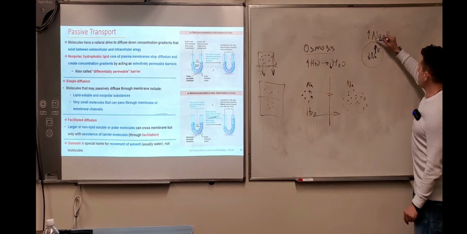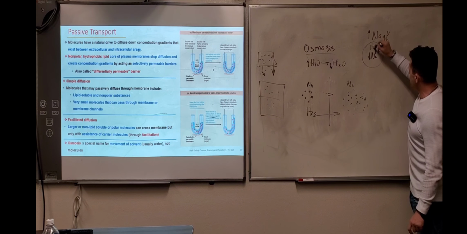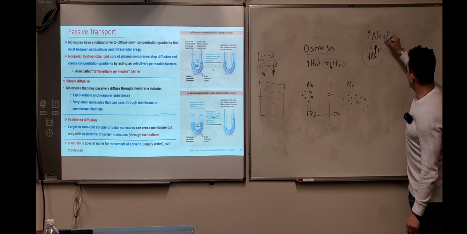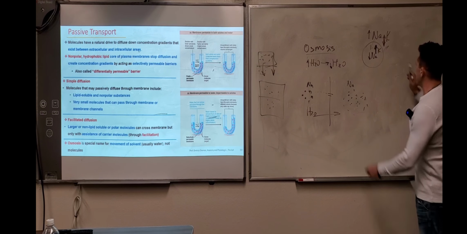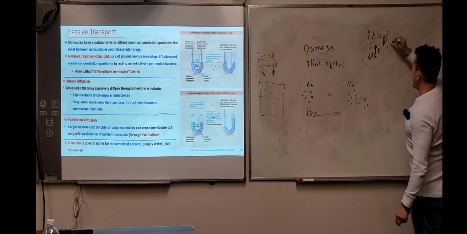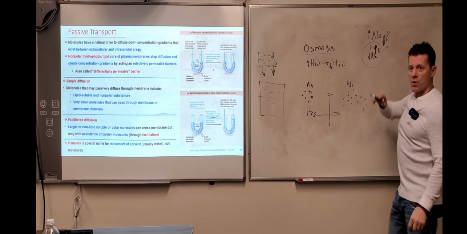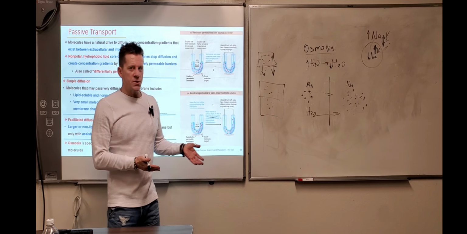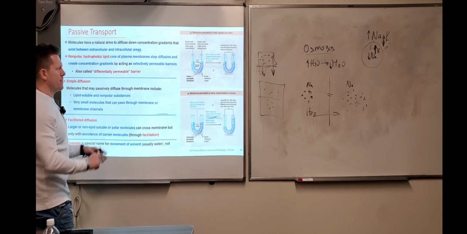So that's why it's easier for the sodium to get inside, from high to low. And that's why it's easier for potassium to get outside of the cell, because there's more potassium inside and less potassium outside. So you go from high to low. And each molecule goes to its own molecule in this example.